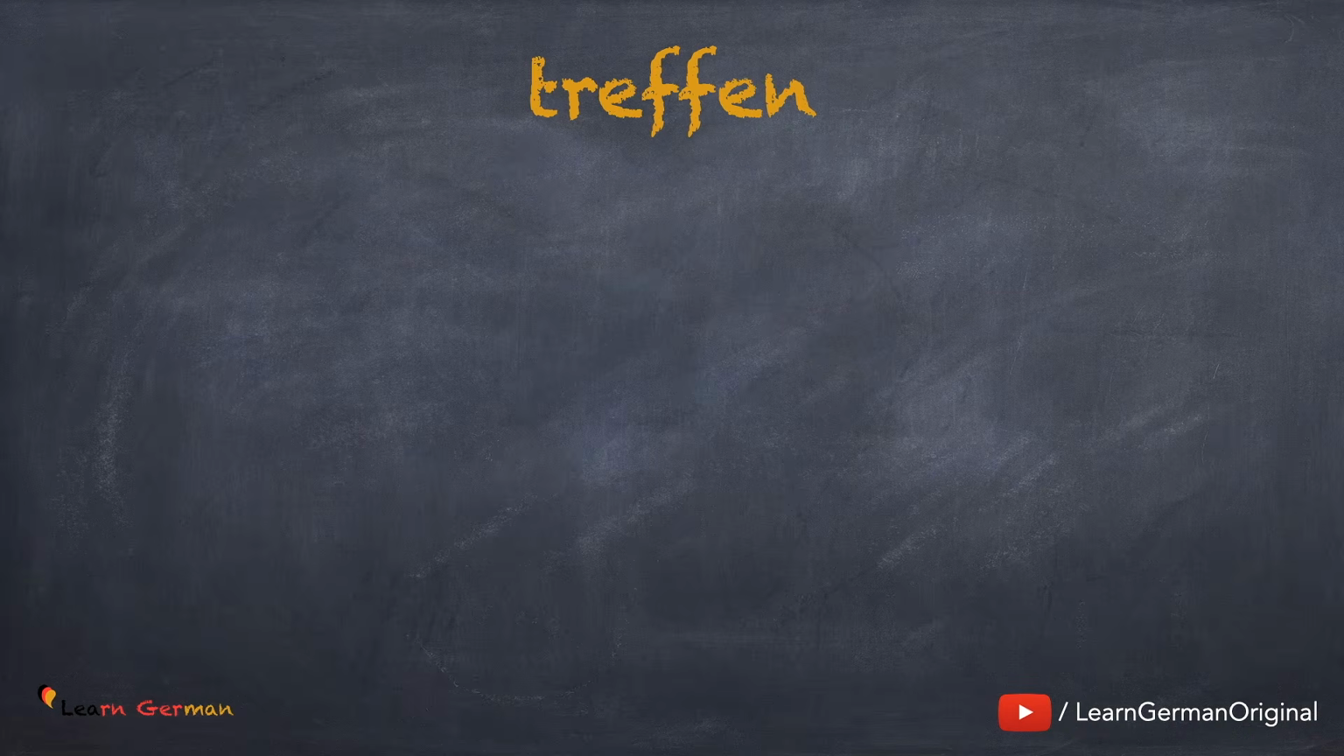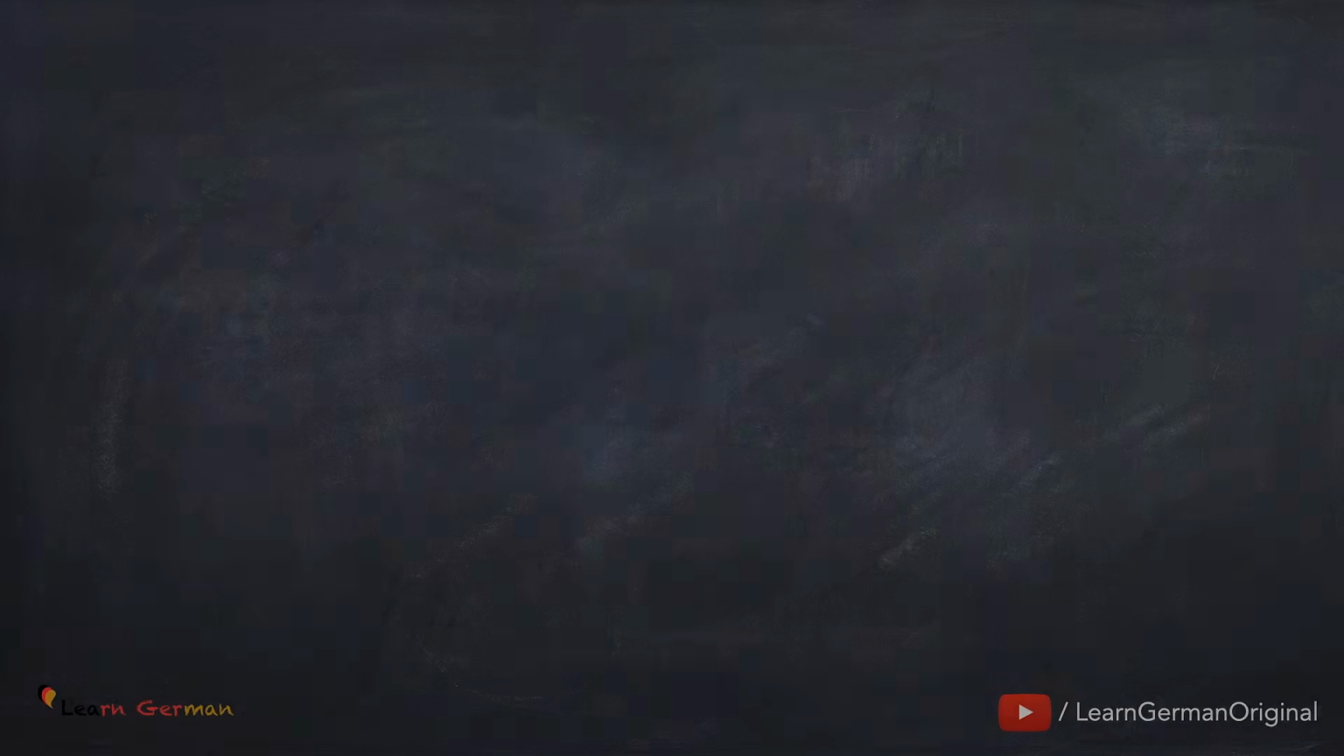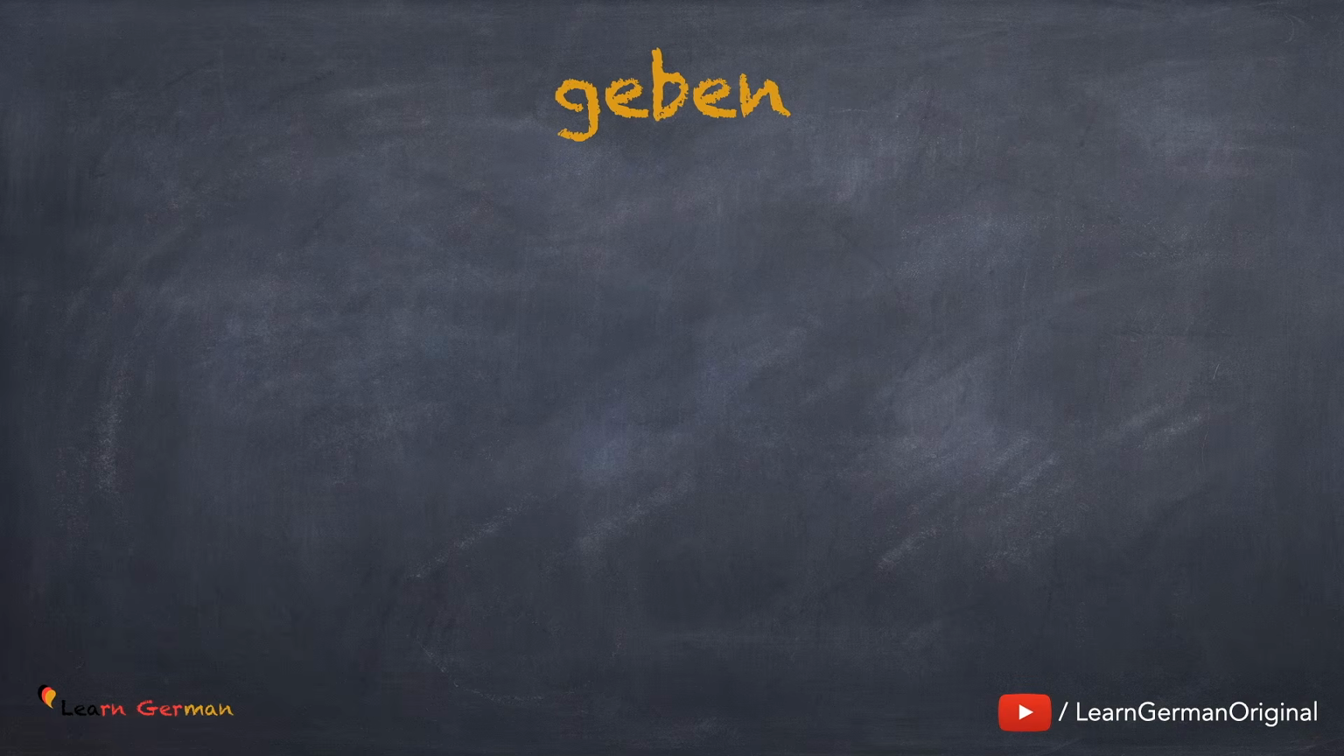And so is the next verb, treffen. Ich treffe. Du triffst. Sie treffen. Er, sie, es trifft. Wir treffen. Ihr trefft. Sie treffen.